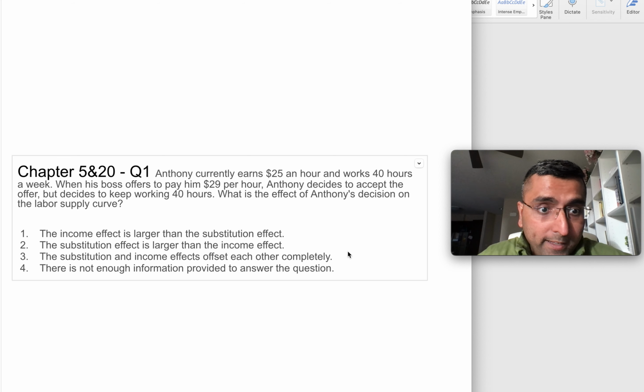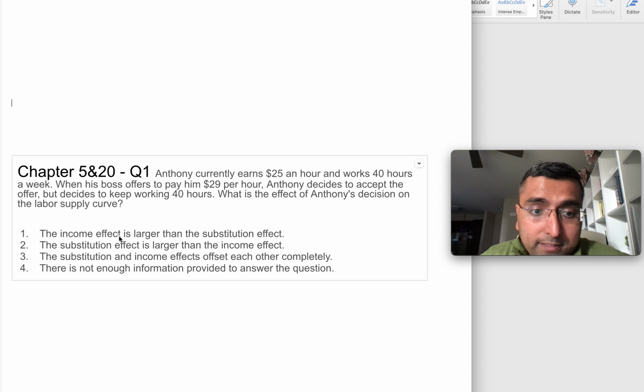Chapter 5 and 20. Question 1. Anthony currently earns $25 an hour and works for 40 hours a week. When his boss offers to pay him $29 an hour, Anthony decides to accept the offer but decides to keep working 40 hours. What is the effect of Anthony's decision on the labor supply curve?